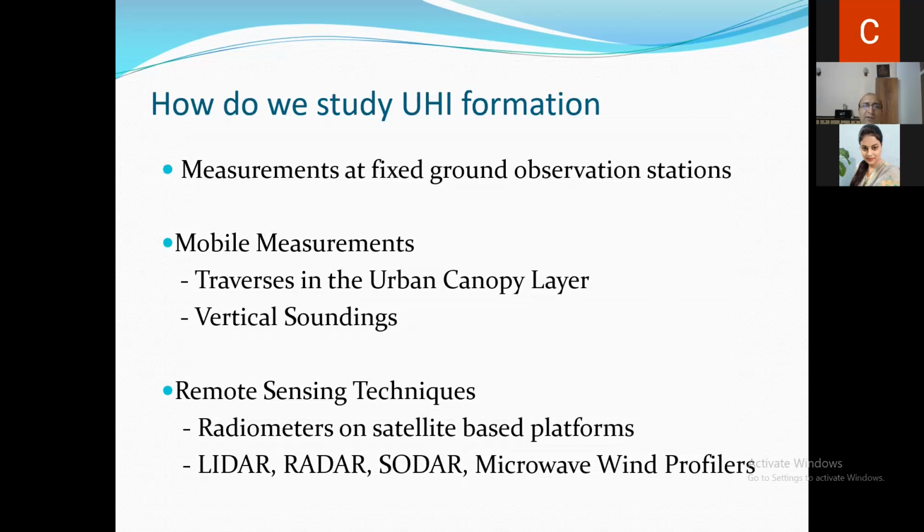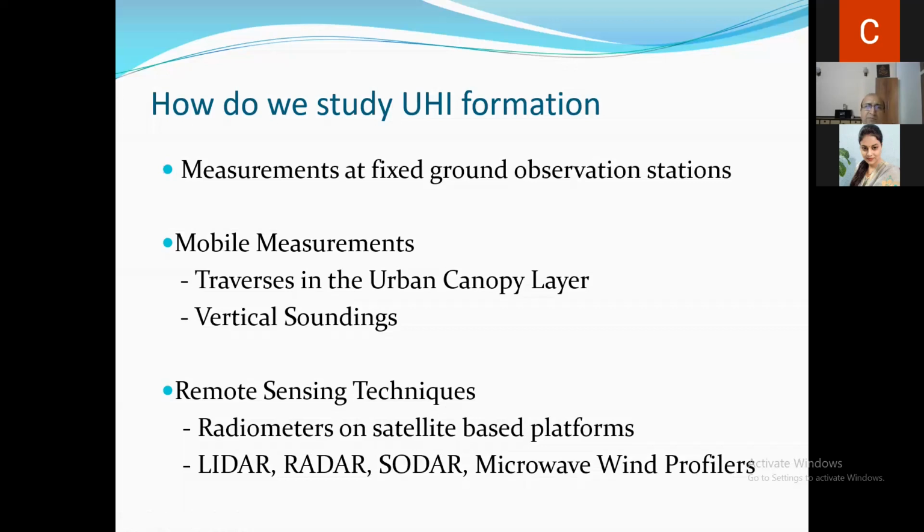Now I'll share with you what we have been doing in our lab. I'll share with you some of these results. So basically we rely upon, as I told you, the passive remote sensing techniques, in which we draw data from the satellite-based platforms.